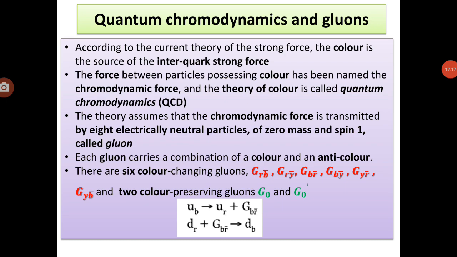Now we will go to quantum chromodynamics and gluons. Basically, the notion of color was originally introduced quite arbitrarily to explain what appeared to be a contradiction to Pauli's exclusion principle. However, in due course, it has proved very useful to other aspects of the quark theory as well.